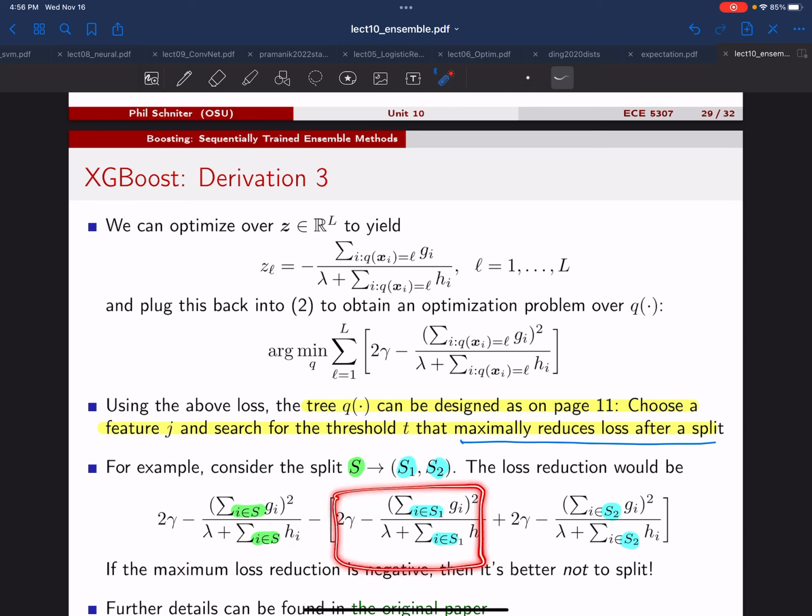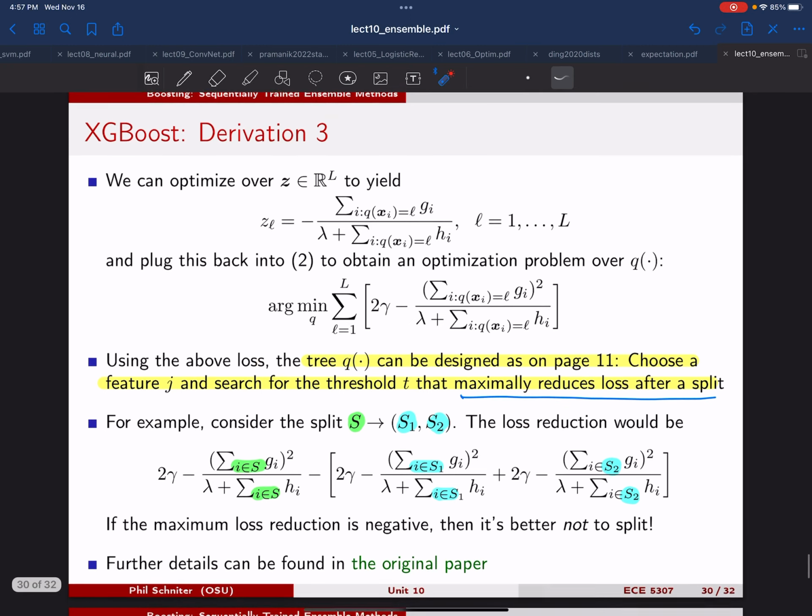The sum of these two things is the loss after the split. And so the difference between them is how much the loss has reduced. So again, if it reduces by a positive number, that's great. We made progress. Move on to do another split, either split S1 or S2. But if you find that the best you can do is a negative number, you know you don't want to split, it's time to be done with that branch. Maybe move on to a different branch.